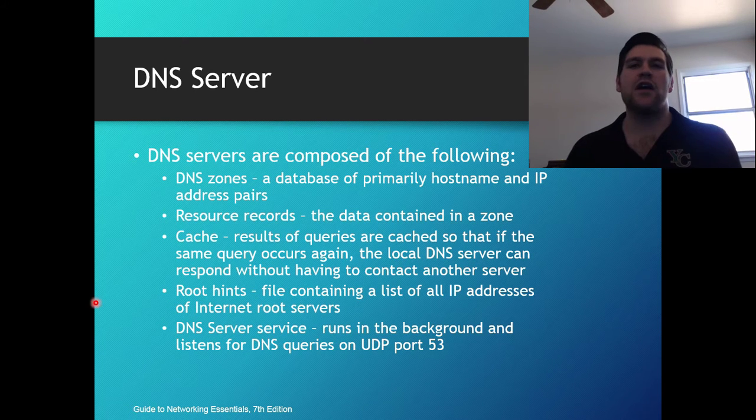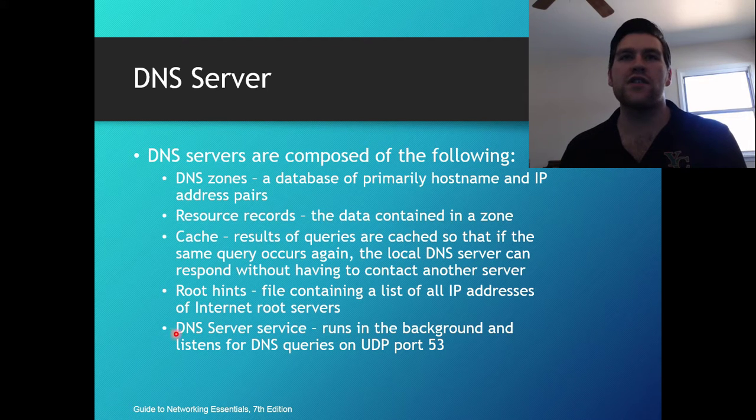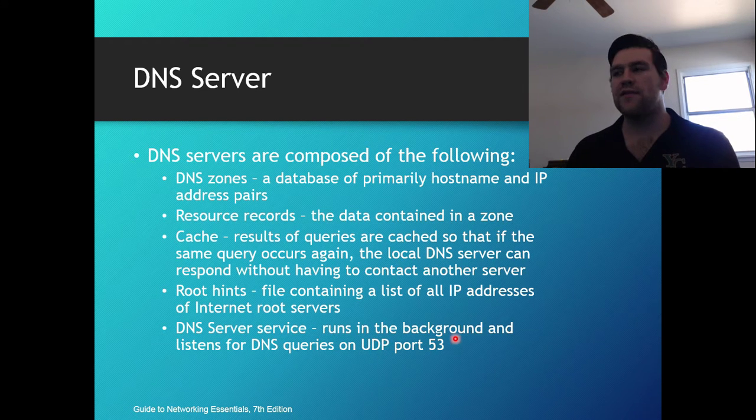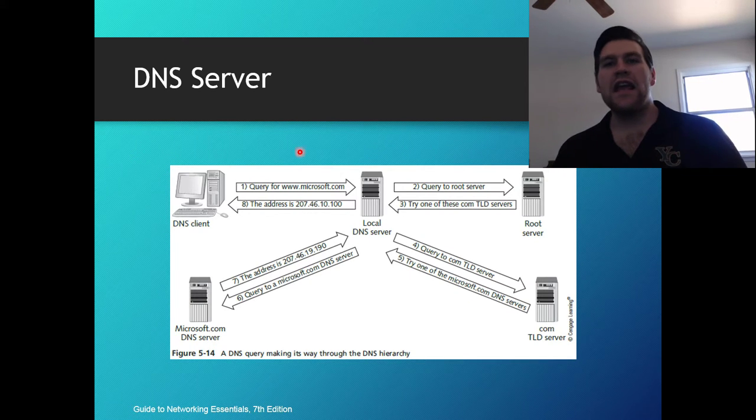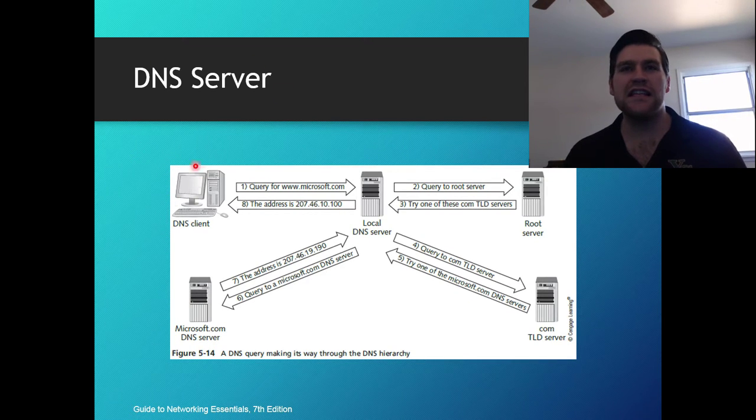So we'll see that in the picture. I think the picture that I have demonstrates this in the best possible way. And then, of course, as a DNS server, you'd be running the DNS server service. That uses, this is important, UDP port 53. Okay. So here we have a typical DNS lookup.